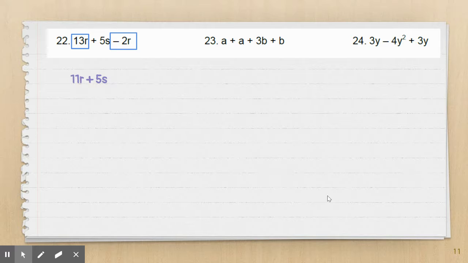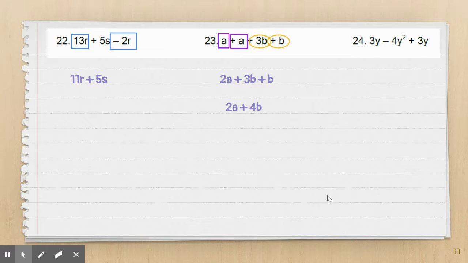23, we have two groups of like terms here. We have a plus a, and we have 3b plus b. So we're going to first work on our a plus a. Whenever you have a variable without a coefficient, it's understood that the coefficient of that variable is 1. So this is 1a plus 1a, which is 2a. Now, if you can't remember that a variable without a coefficient has a coefficient of 1, use common sense. You have two a's there. That's how we come up with 2a. Right? Now we have to combine our 3b and our b. Again, it's 3b plus 1b, which is 4b.